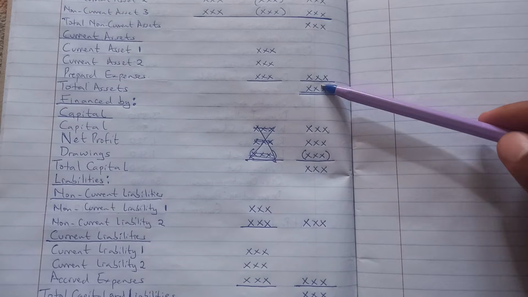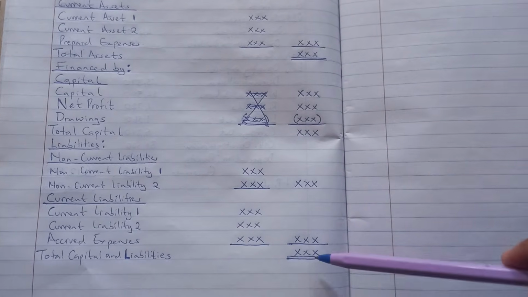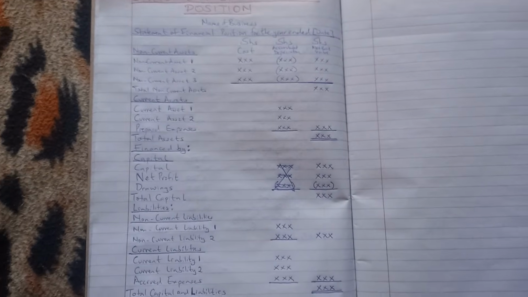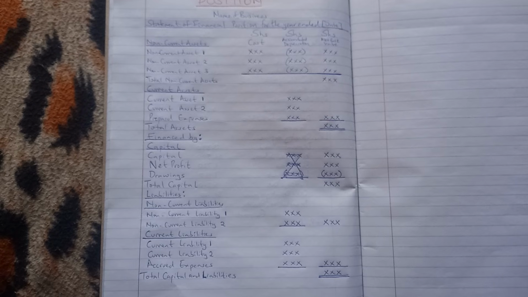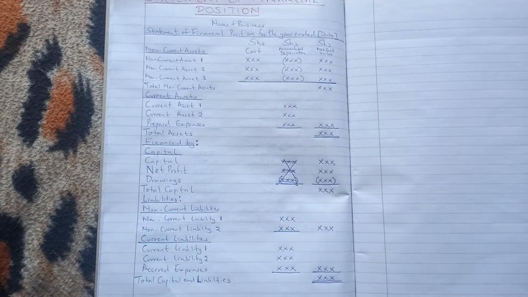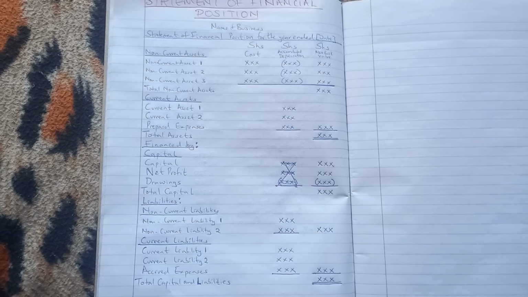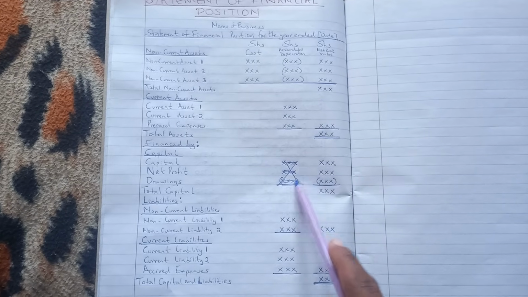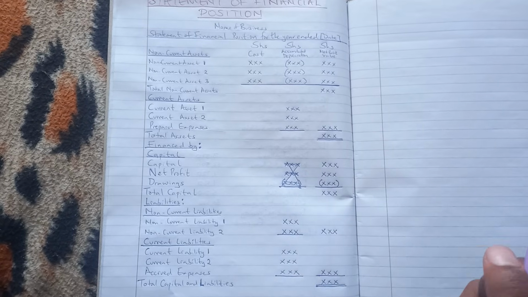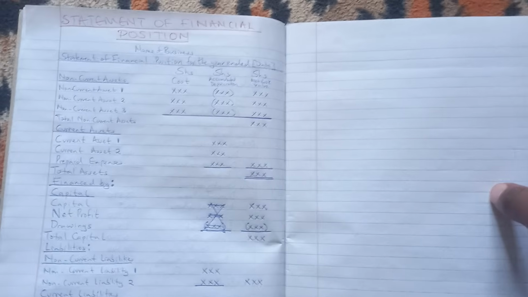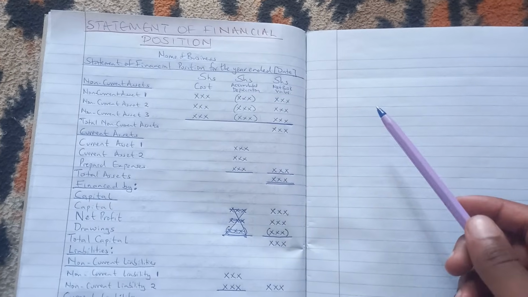So asset equals capital plus liabilities. This is the format. Just pause the video and copy the format, and please ignore this.